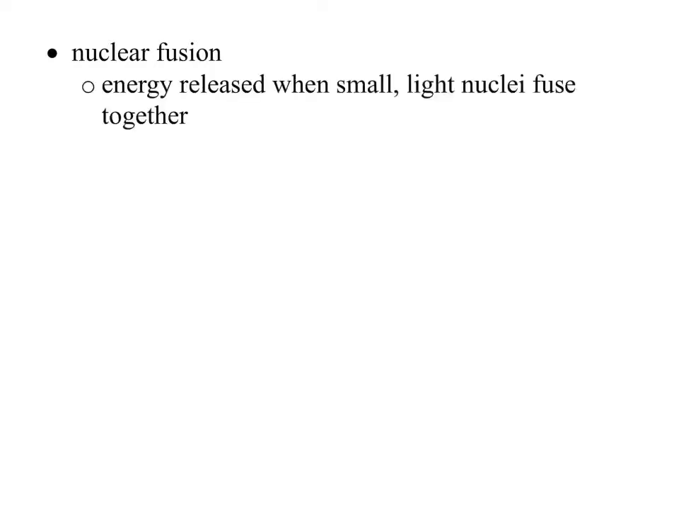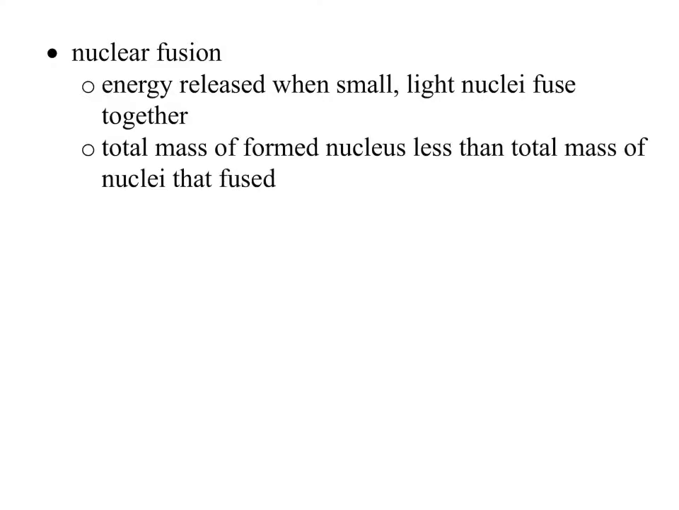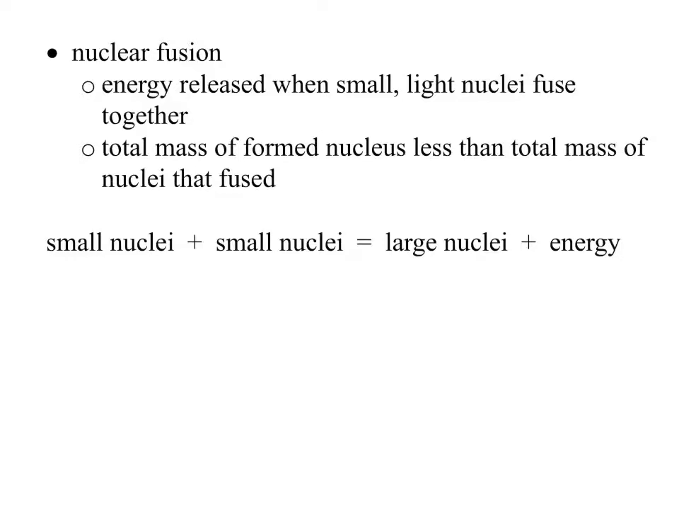Let's quickly talk about nuclear fusion. So energy is released when small light nuclei fuse together, because again, they lose some of their mass, and that's converted to energy, and so energy is given off. So of course, when we have two smaller nuclei, then they come together to form a really large nucleus, and a bunch of energy, and of course this is what our sun is doing. That's why our sun gives off so much energy, because it is constantly having nuclear fusion happen on the sun. So there you go.